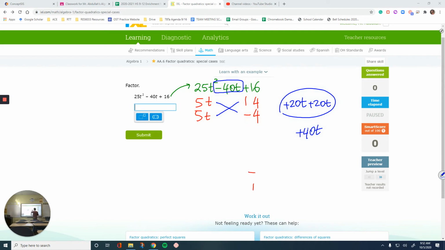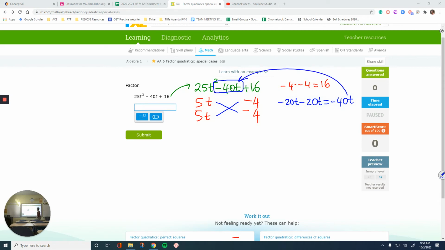So how else can I get that number? What if I do this? When I multiply these numbers, it needs to give me 16. That's the first thing. Let's check that out. Negative 4 times negative 4 gives me positive 16. I'm good. Now let's do the cross multiplication. 5t times negative 4 is negative 20t. And then 5t times negative 4 is another negative 20t. Keep that variable. Combine the like terms. Negative 20 minus 20 is negative 40. Keep the variable. Again, we are just adding or subtracting, then we keep the variable. That's a check mark. I ended up with the right thing.